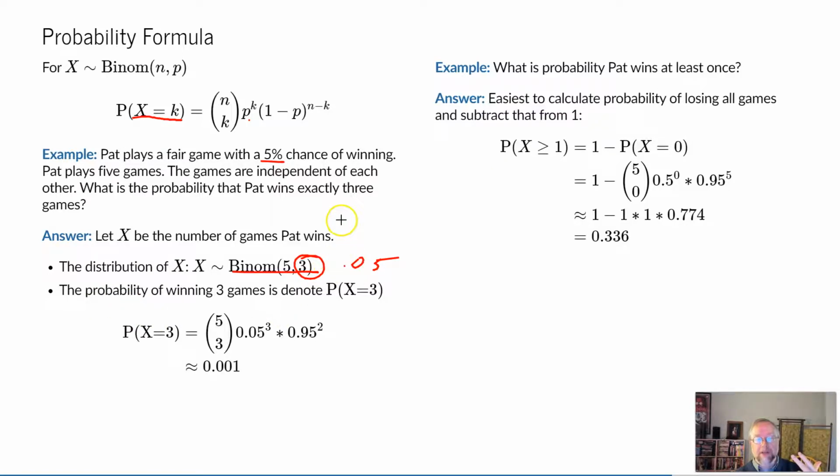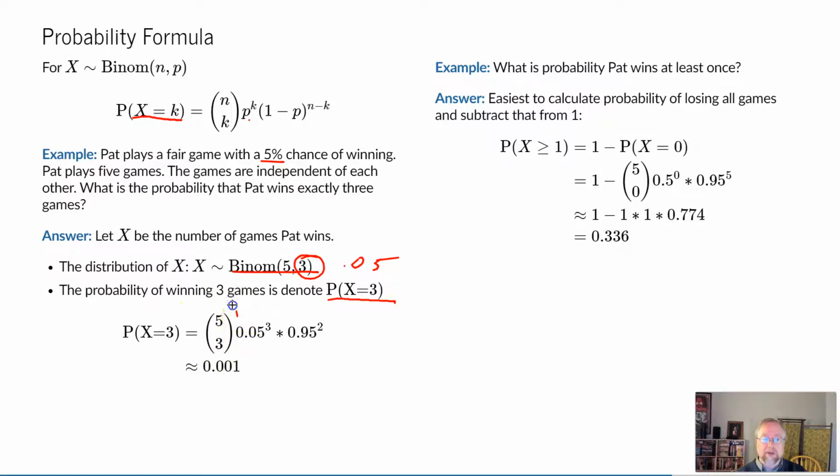So I have the constant probability. The games are independent. We're counting the number of games because we want to know the probability of Pat winning exactly 3. So the probability of winning 3 games is the probability that x is equal to 3.